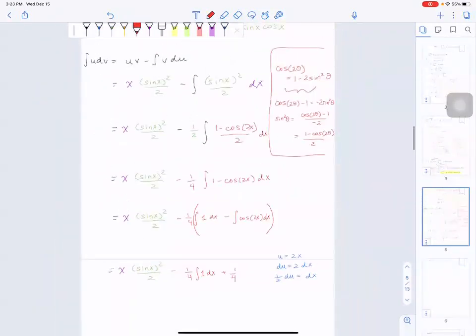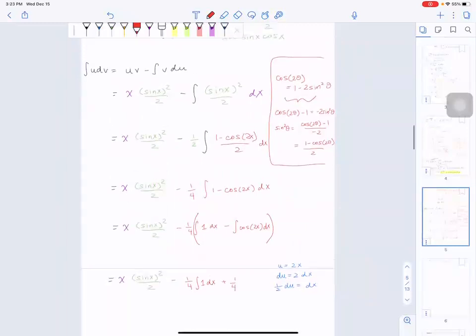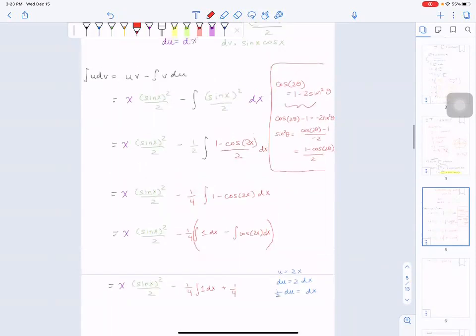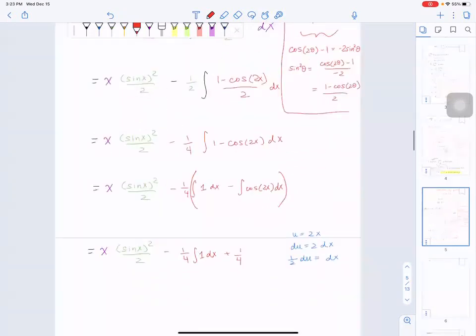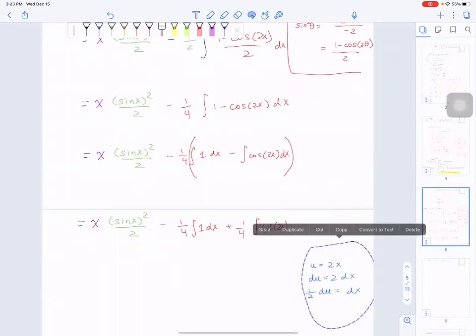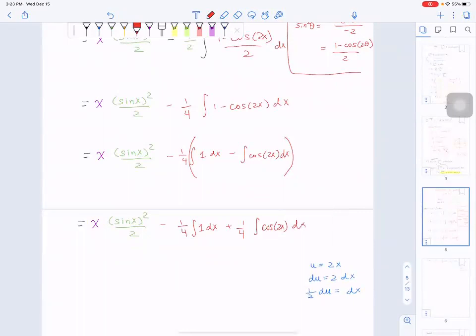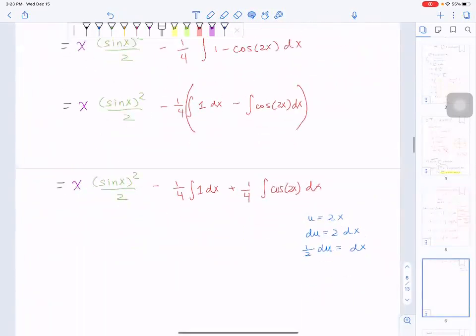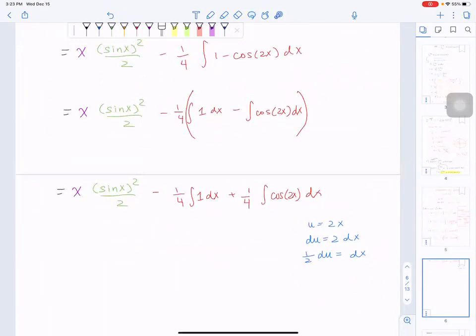Wait, something seems, okay, no, never mind. It seems correct. Yes, minus 1/4 that plus 1/4 cosine 2x dx. Okay, now let's use substitution. So that whole part was just me rewriting things so that they were distributed.